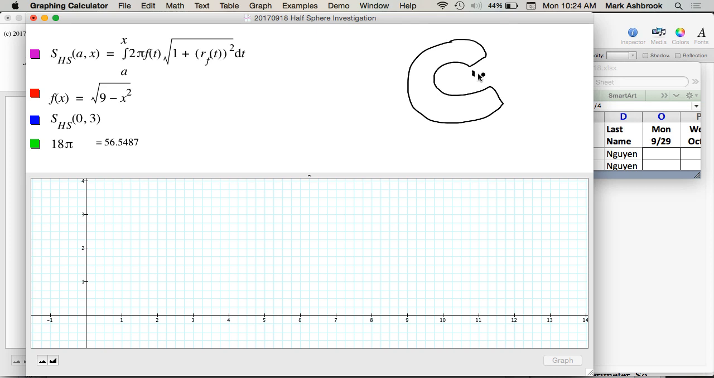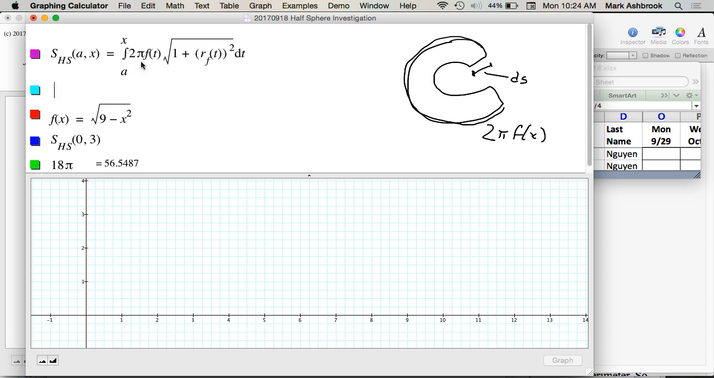So when we flatten out the frustum, that's our ds. And then this distance around is our circumference, 2 pi y, or 2 pi, in this case, f of x. But we need the rate of change. So we haven't defined rate of change of f. The calculator can't read our minds. If you're going to use an r sub f function, it's got to know what r sub f is. So I'm going to define that.